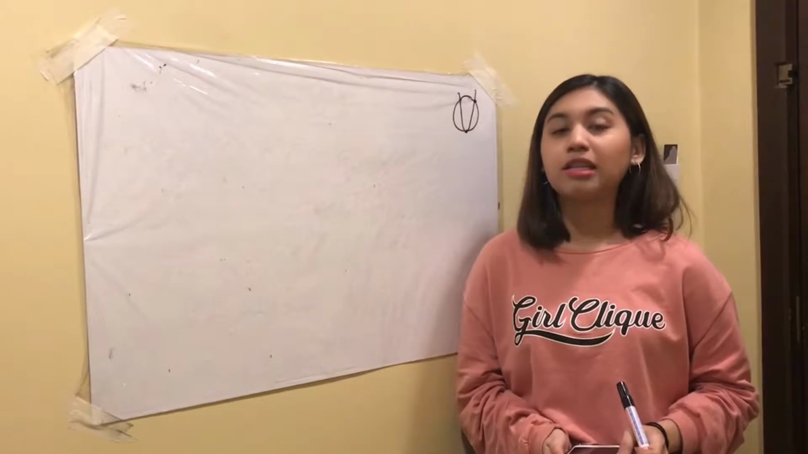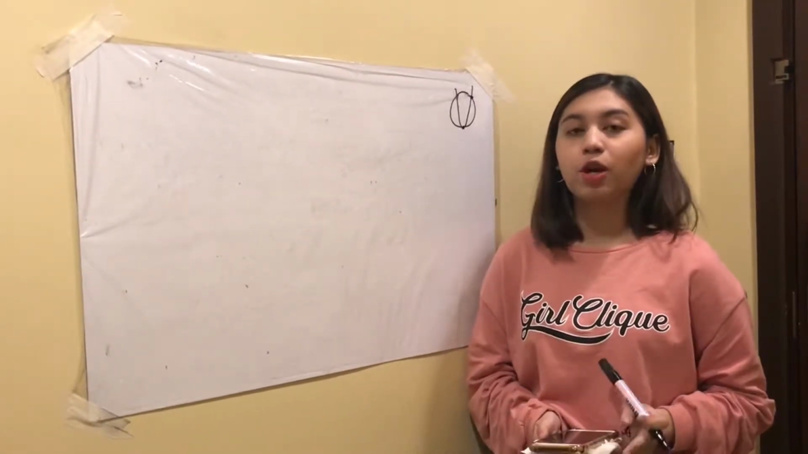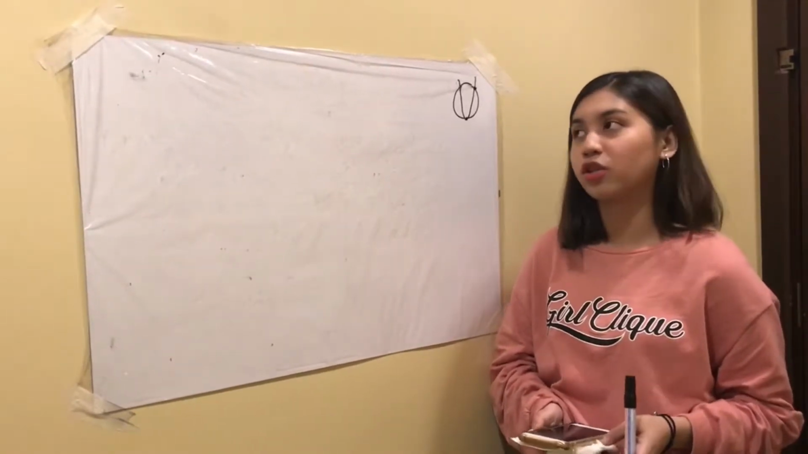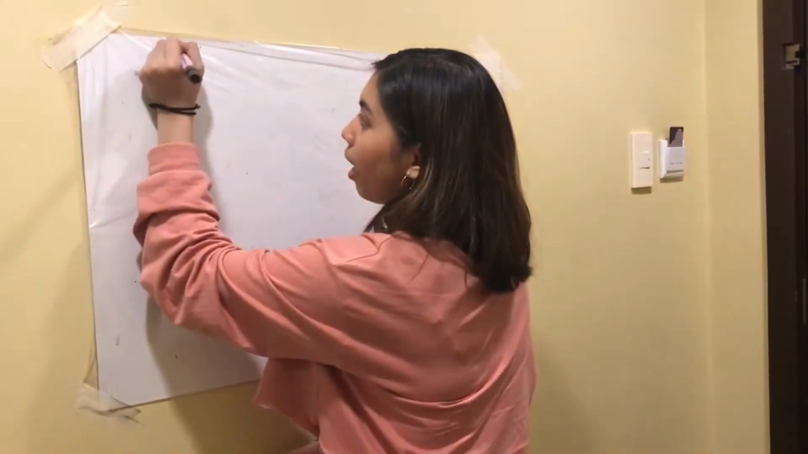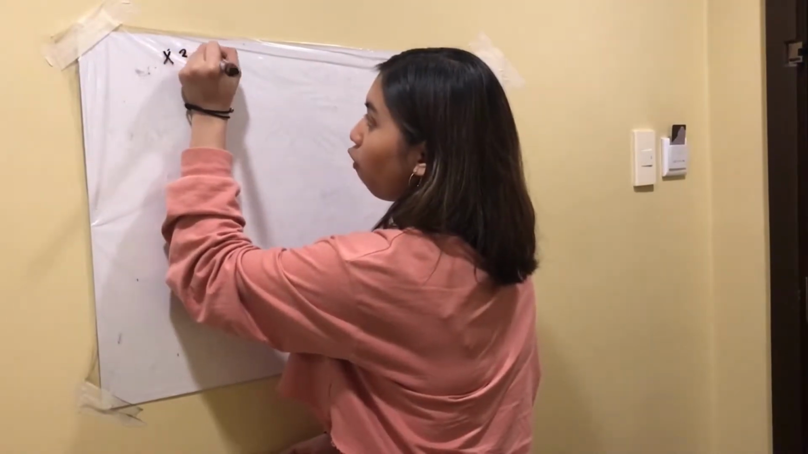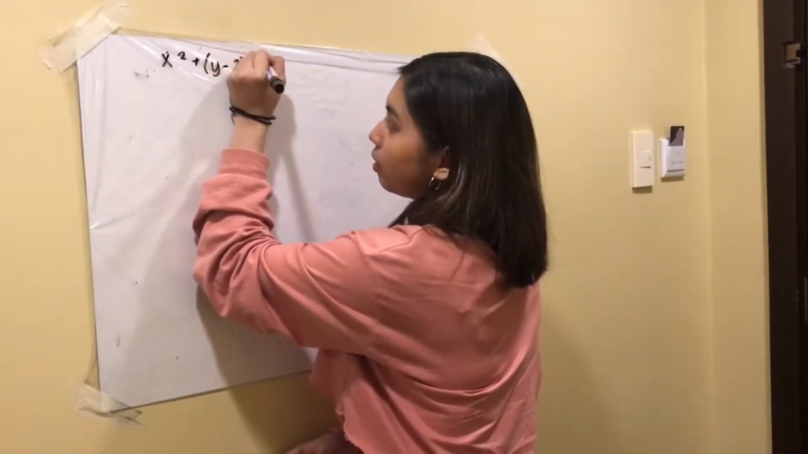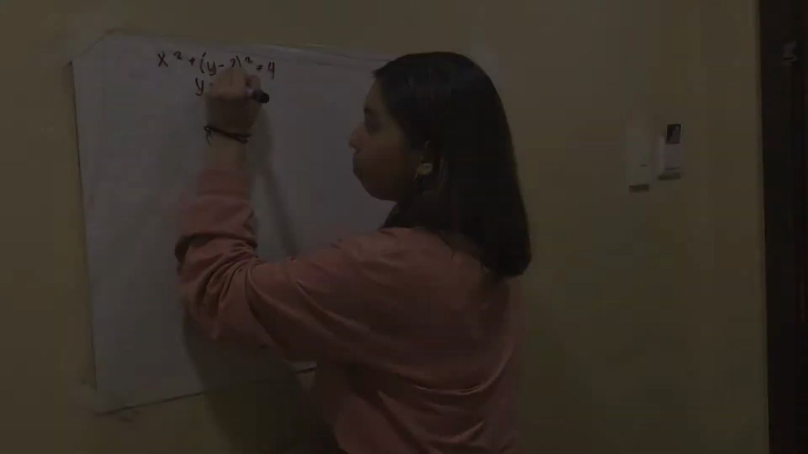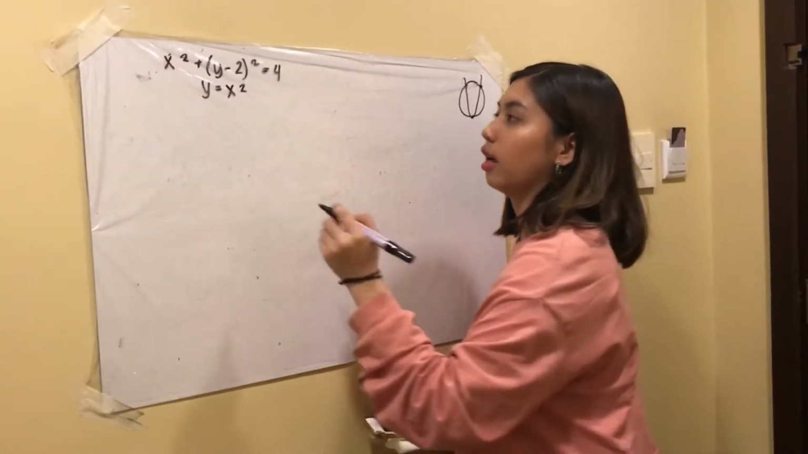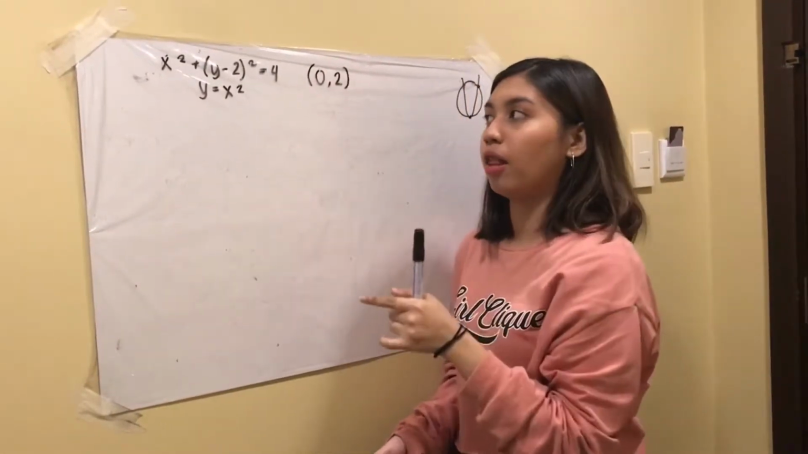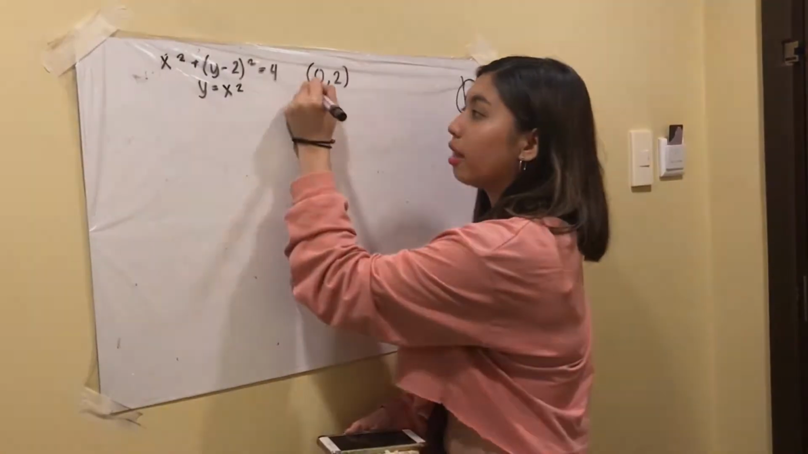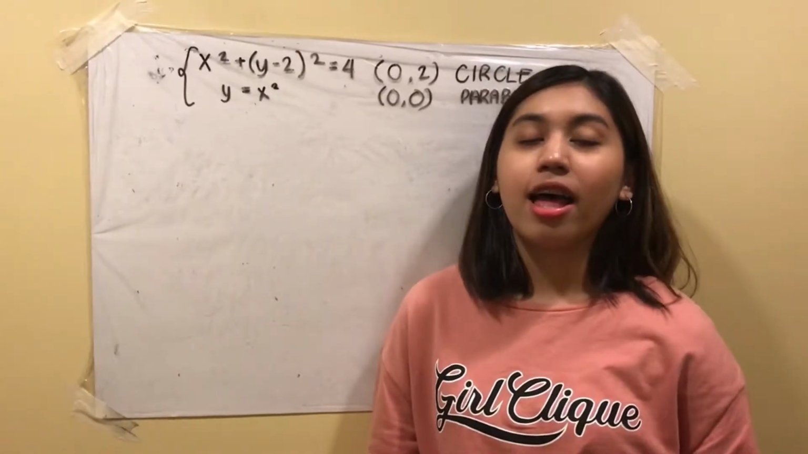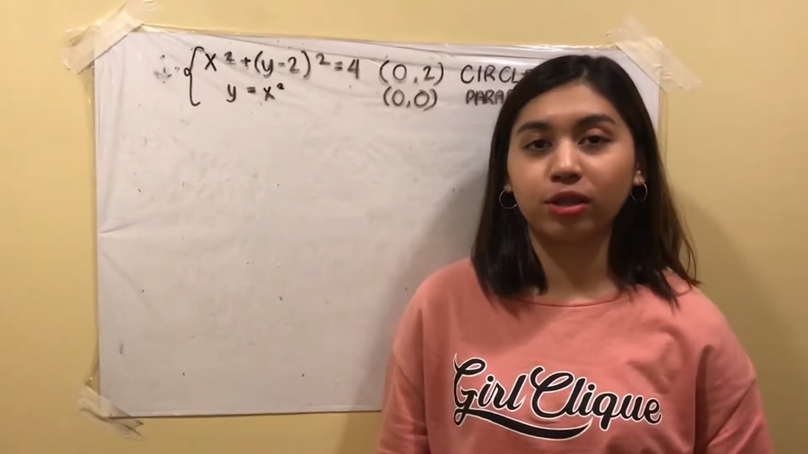The first method is the substitution method. With the help of GeoGebra, we were able to get the equations of the circle and the parabola from the picture. And the equations are x squared plus the quantity y minus 2 squared equals 4, and y equals x squared. The first equation is a circle and the second equation is a parabola which has its vertex located at the origin. In the substitution method, we would use an equation and substitute it into the other given equation for us to get its solutions.